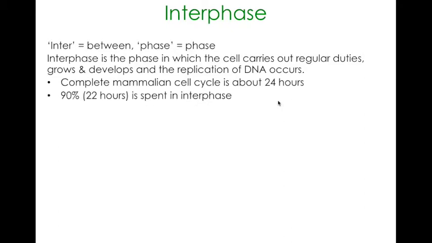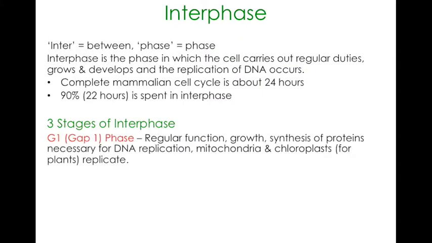Of the 24 hours, the majority of it, 90% or about 22 hours, is actually spent in interphase. So you can see cell division is not a big part of the cell life. The majority of it is spent doing its regular duties, and then in the last section, it does the cell division. It's marked by three particular phases. The first one is called the gap 1 phase.